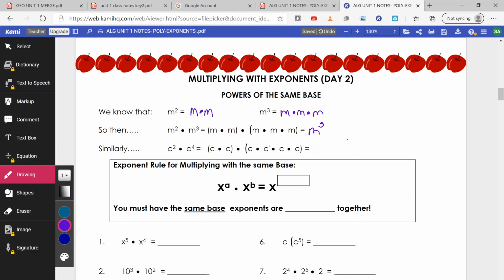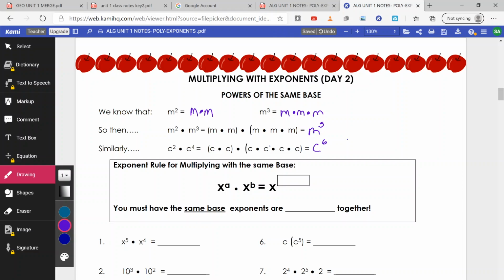Similarly, we have c squared times c to the fourth. If we break it up, we got c times c, and we have c times c times c times c. Just like up above, we count the number of c's. 1, 2, 3, 4, 5, 6 c's. So we end up with c to the sixth.